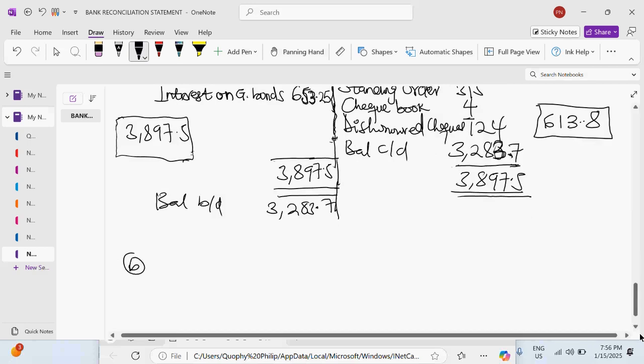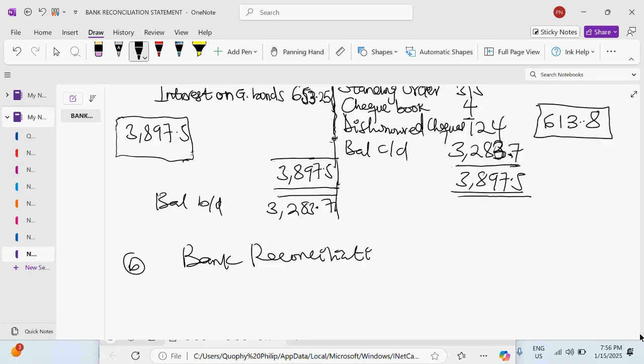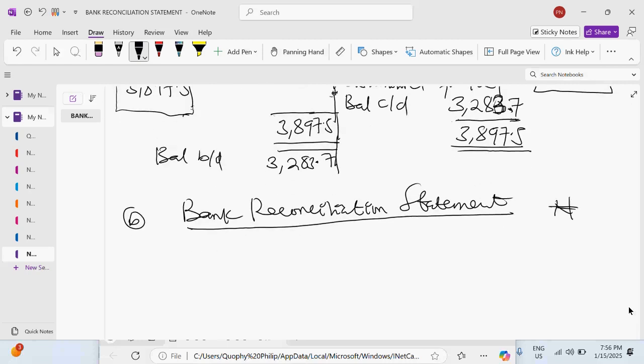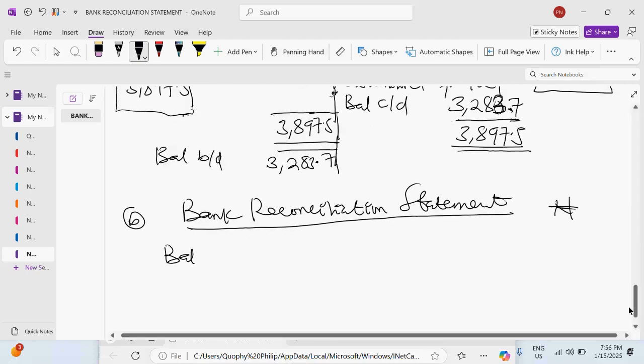So now the B is saying that we should prepare the bank reconciliation statement. So the bank reconciliation statement, starting with balance. Teacher, please, we are typing.